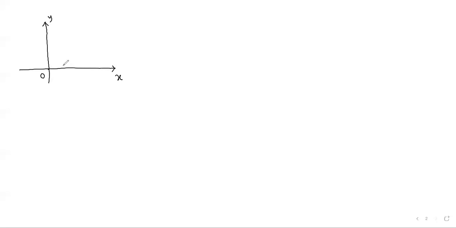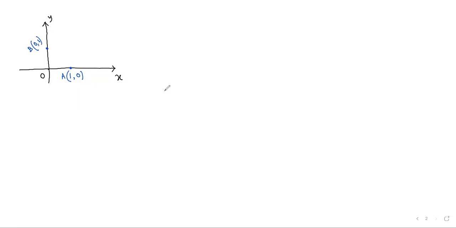Now, at unit distance apart from origin, I am choosing a point which I mark as, say, (1, 0). I'm marking this point as capital A. It is unit distance apart from origin on the x-axis. Similarly, I am marking a point B, which is unit distance apart from origin and whose coordinate is (0, 1).